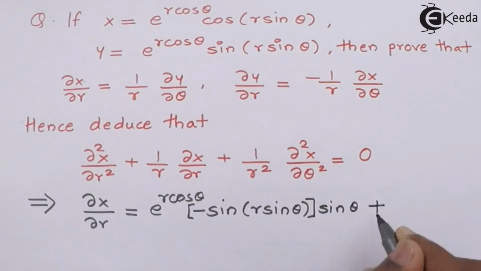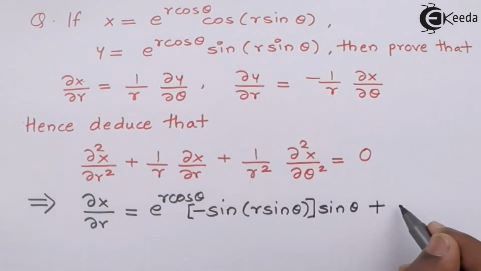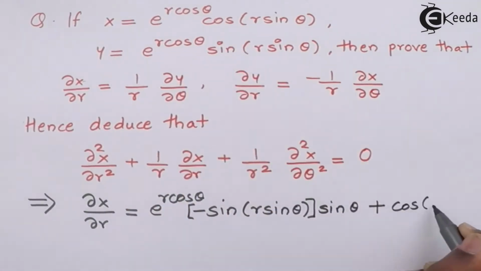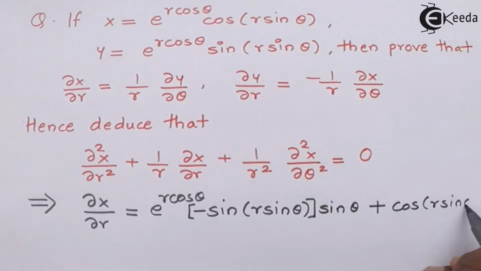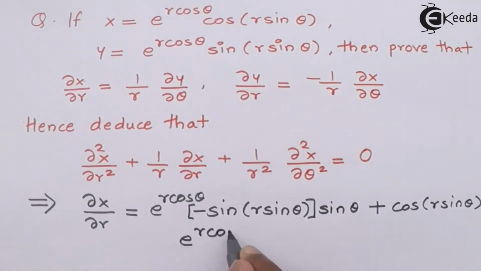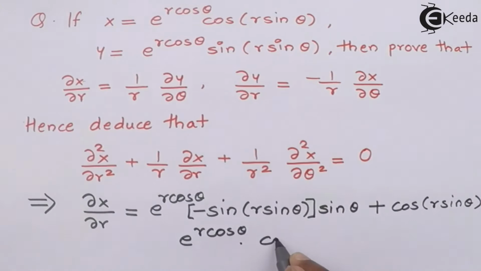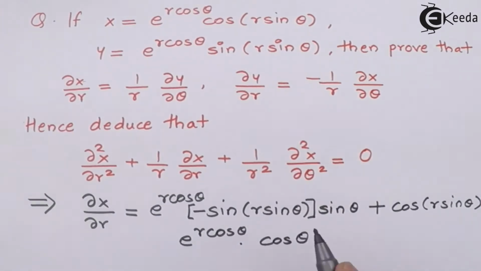Plus now cos of r sine theta will remain as it is, and we'll find out the derivative of this function. So it is e to the power r cos theta into cos theta since we are differentiating with respect to r. Now guys, here we got the result.